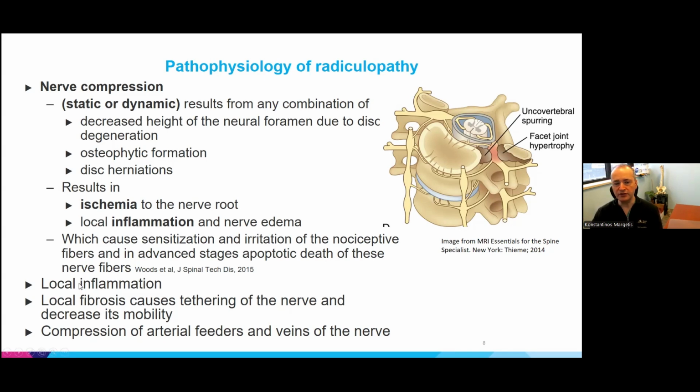In chronic conditions, there is also local fibrosis and permanent changes on the nerve. And this local fibrosis is one of the reasons that when the pain has been there for a very long time, even if we do surgery, the pain might not go away, because there are microscopic changes that are irreversible, that have happened in the nerve. And even if we do surgery and fully decompress the nerve from anything compressing it, the pain might still be there.